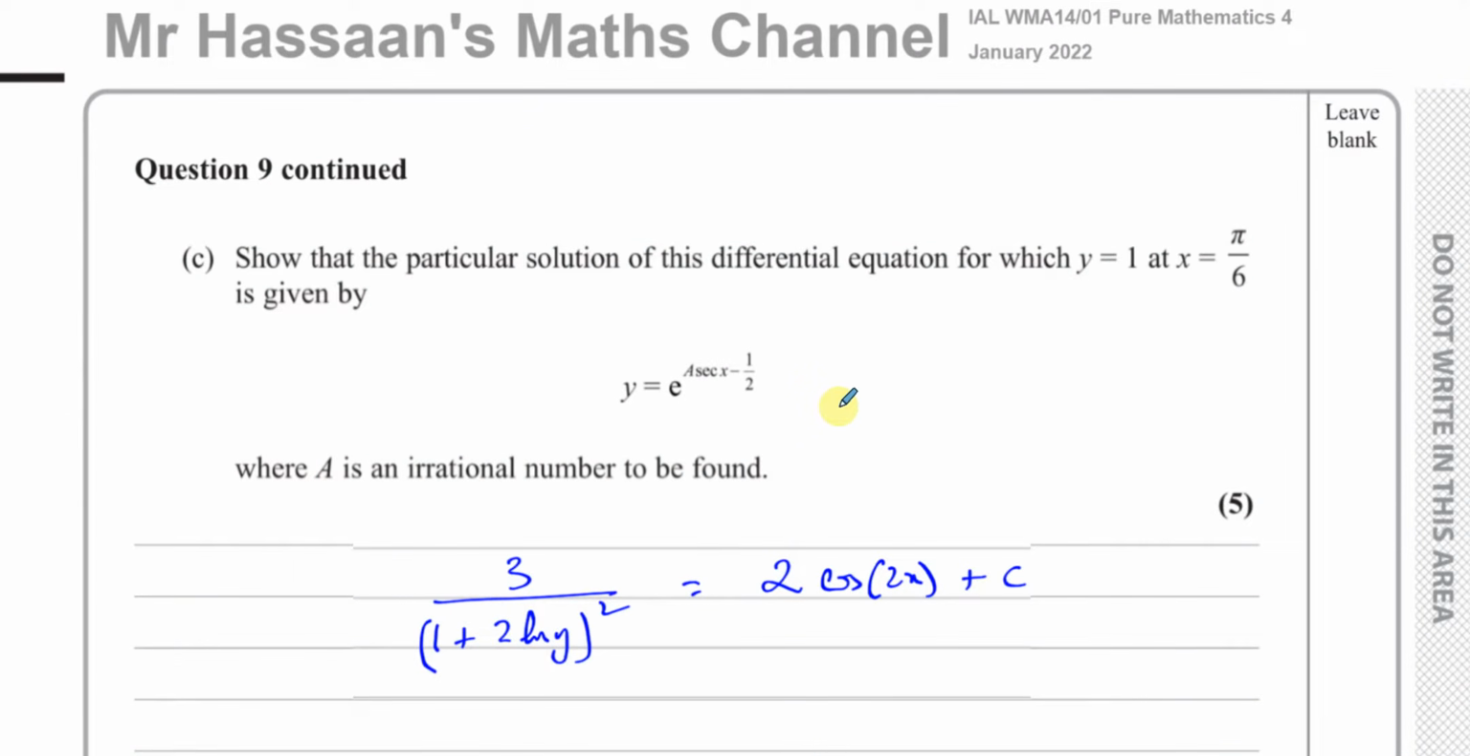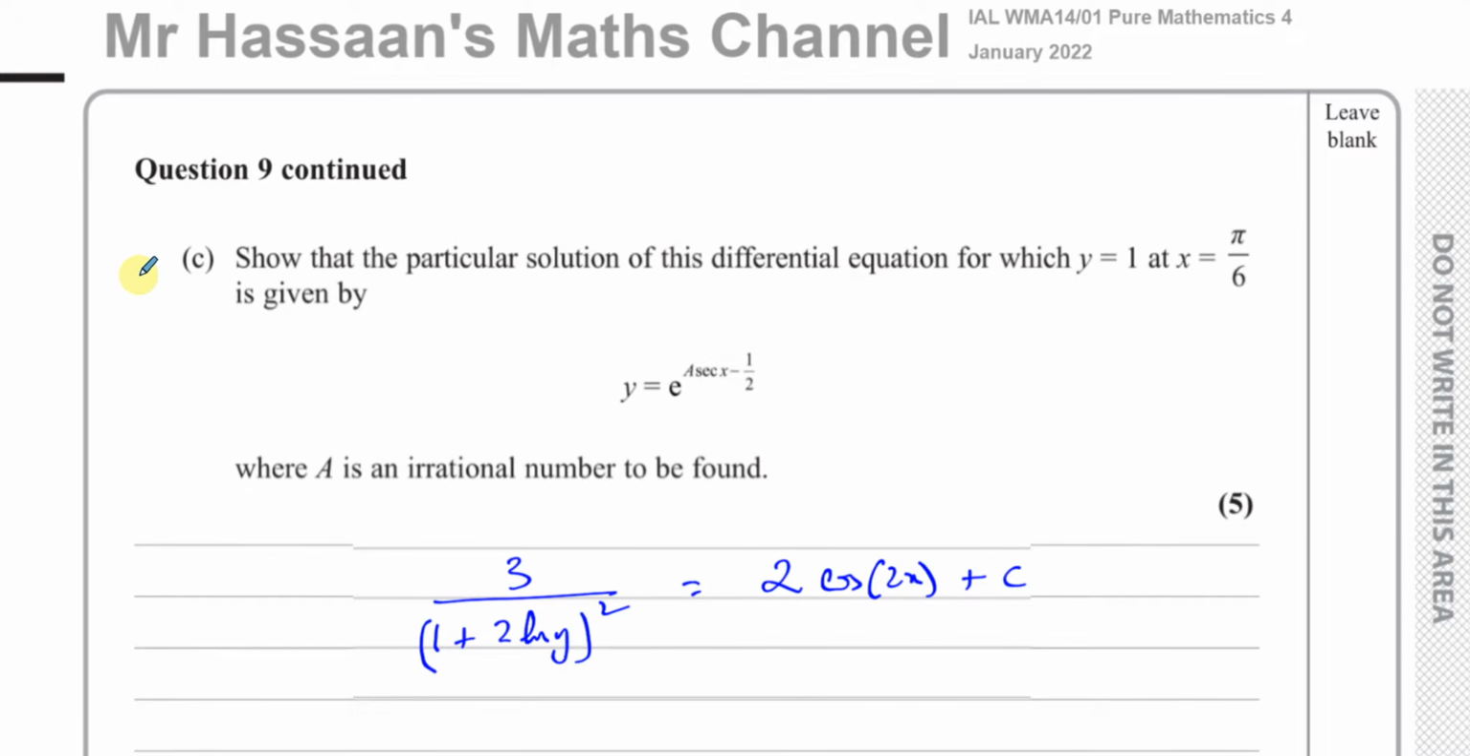This is question 9, part C, which kind of stopped. Part B stopped kind of abruptly at the end. I thought that this part C was attached to that, but for some reason it wasn't. So anyway, this is part C of that question from January 2022 from the Pure Mathematics P4 International A-Level Edexcel paper. Question A and B were about this equation.